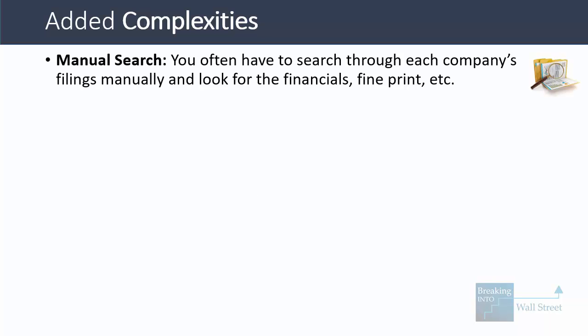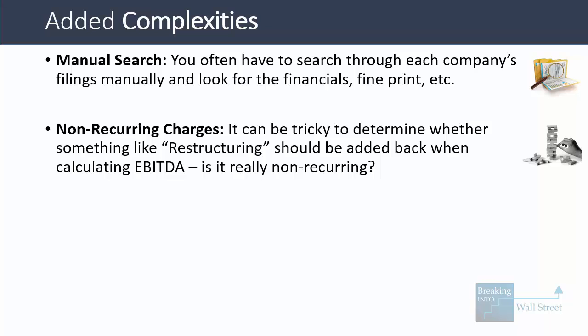The first thing to note here is that oftentimes in real life, you will actually have to search through the company's filings manually and find all these numbers. You won't be able to just use automated services or websites like Reuters or MarketWatch or FinViz like I just showed you. Another issue is that you will often have to search for something called non-recurring charges when you do this exercise. So it can be quite difficult to determine whether or not certain items like restructuring should be added back when you calculate EBITDA or EBIT.